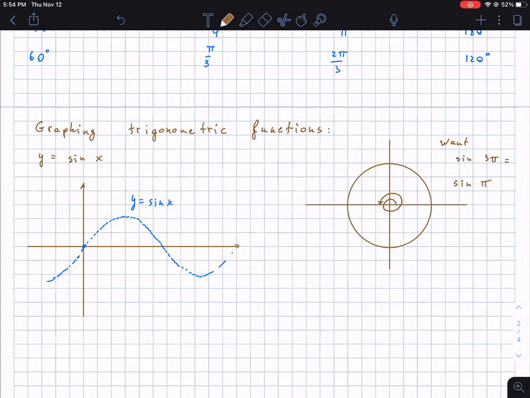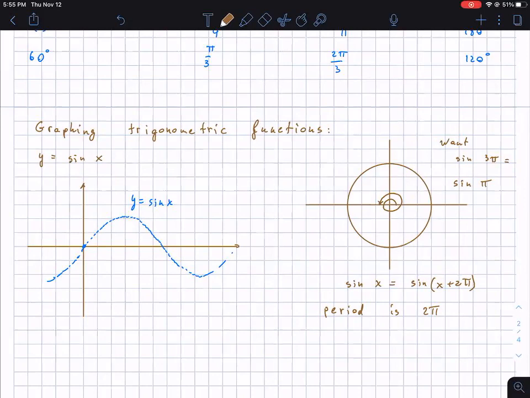Essentially, because of this property, sine of x is going to be the same as sine of x plus 2 pi, where 2 pi is a full rotation, right? 2 pi is like 360 degrees. So the period is 2 pi. Every 2 pi is like you're starting from the beginning, from 0, right? So that's why the sine graph is periodic. Make sense? All right.